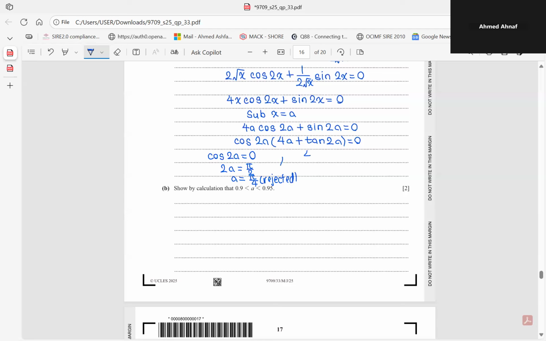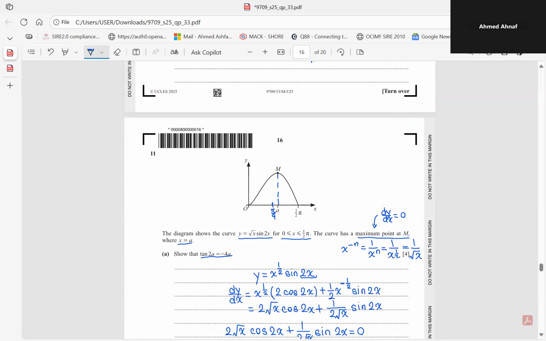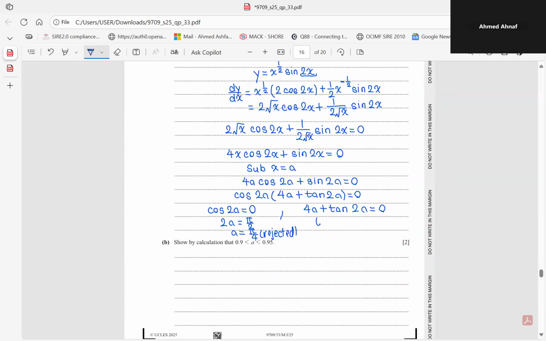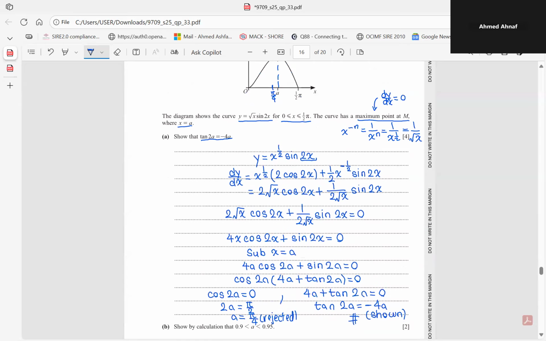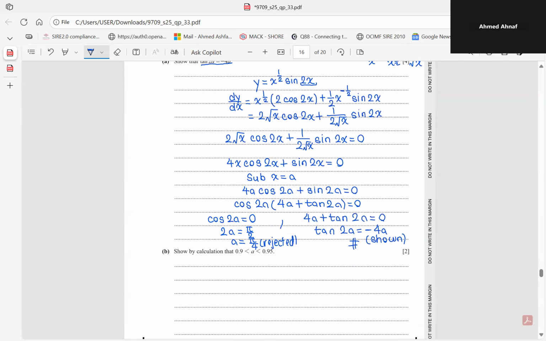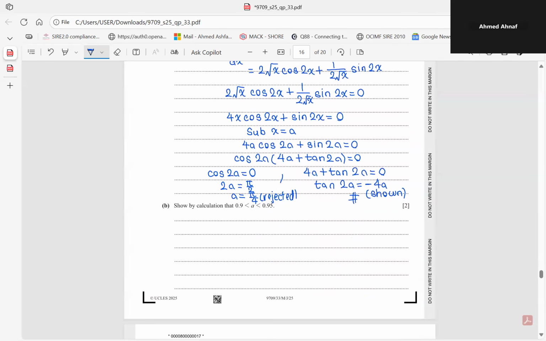Or you can have 4a plus tangent 2a equals to 0, and matching the form given in our question that we have to show, we'll get tangent 2a equals to minus 4a. So this is the given result that we have to show, so write shown. And this would be our final answer. Let's head on to the next bit.